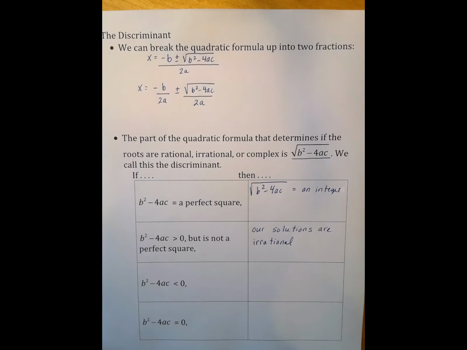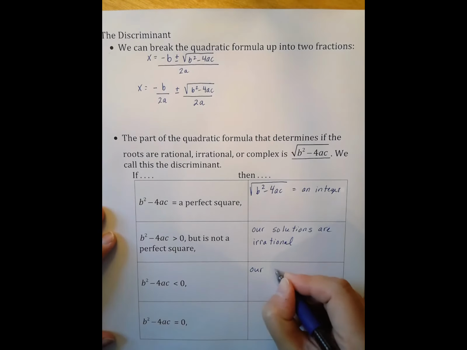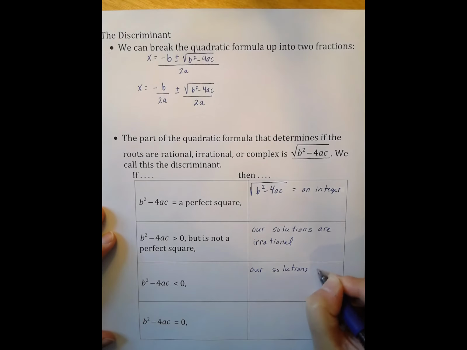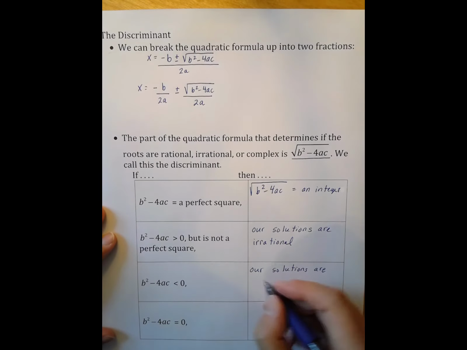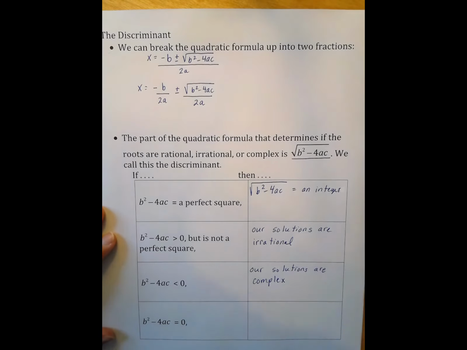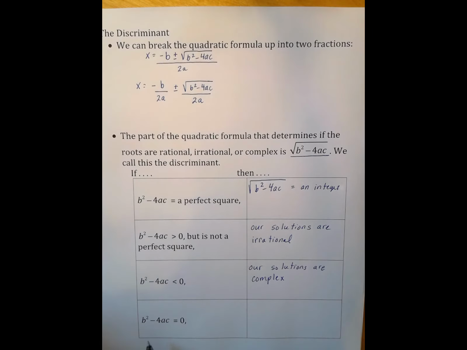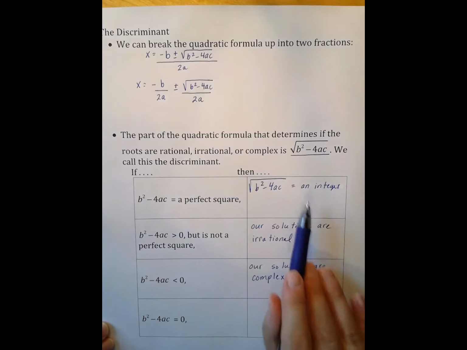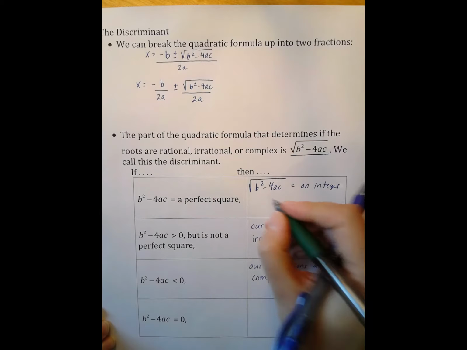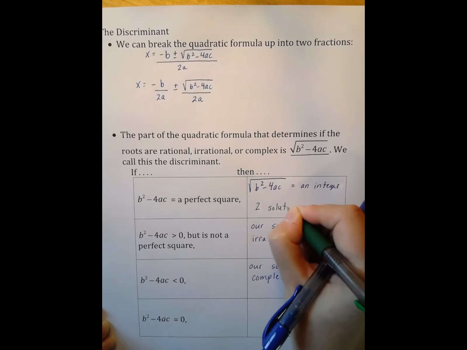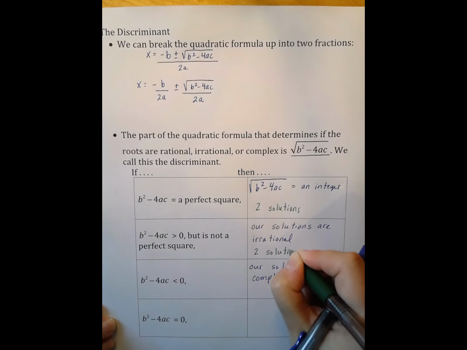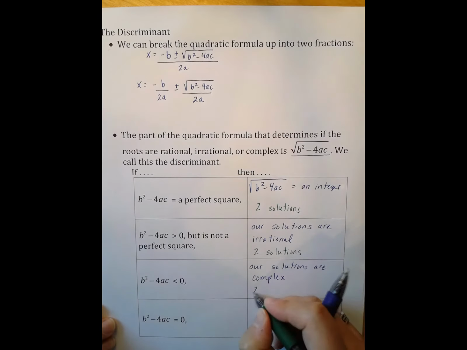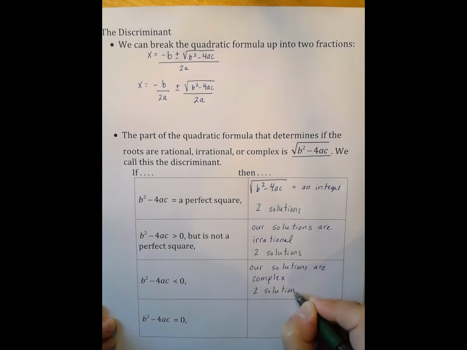If b squared minus 4ac is less than 0, remember, negative numbers, what's the square root of a negative number? Our solutions are complex. Let's go back and double check this. Remember, we have a plus or minus here. So if I have plus or minus an integer, I have two solutions. Plus or minus an irrational number, I have two solutions. Plus or minus a complex number, I have two solutions.